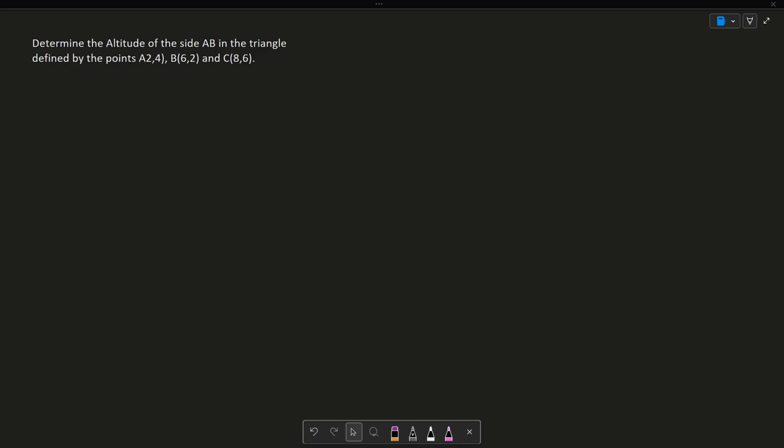Hey everybody, back again, trying to find some altitudes of a triangle. We've got a triangle defined by ABC, where A is (2, 4), B is (6, 2), C is (8, 6), and I'd like to find the altitude to side AB in the triangle. Well, we're just doing it.